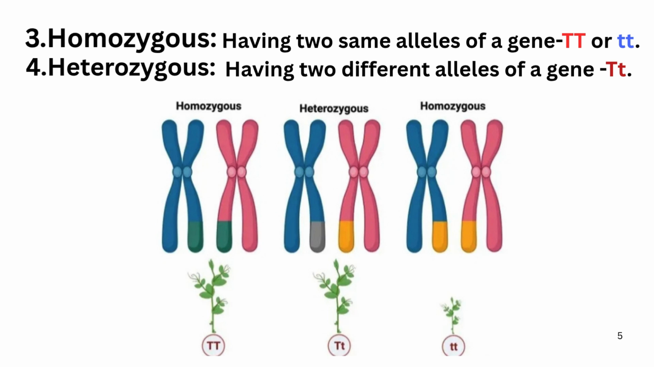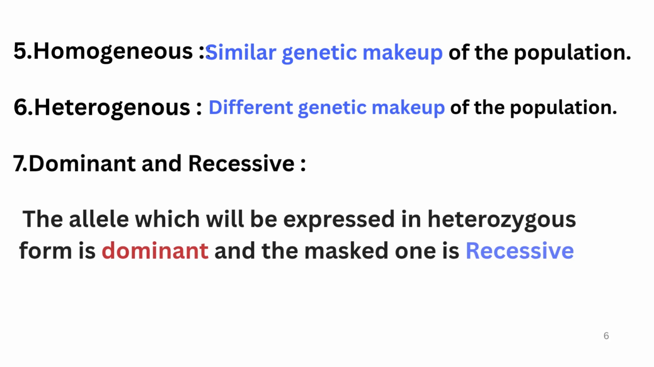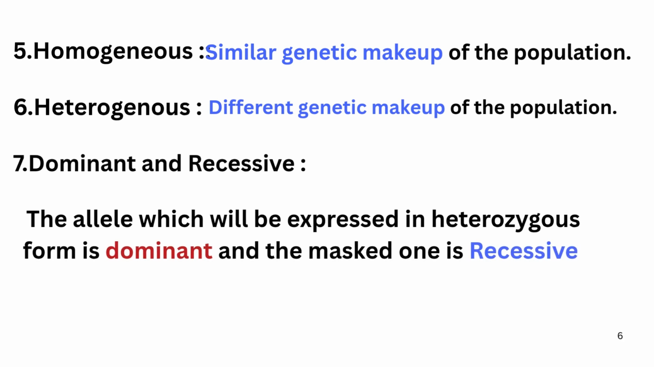Next. Homozygous. Having two same alleles of a gene. Heterozygous. Having two different alleles of a gene. Homogeneous. Similar genetic makeup of the population. Heterogeneous. Different genetic makeup of the population. Dominant and recessive. The allele which will be expressed in heterozygous form is dominant and the masked one is recessive.